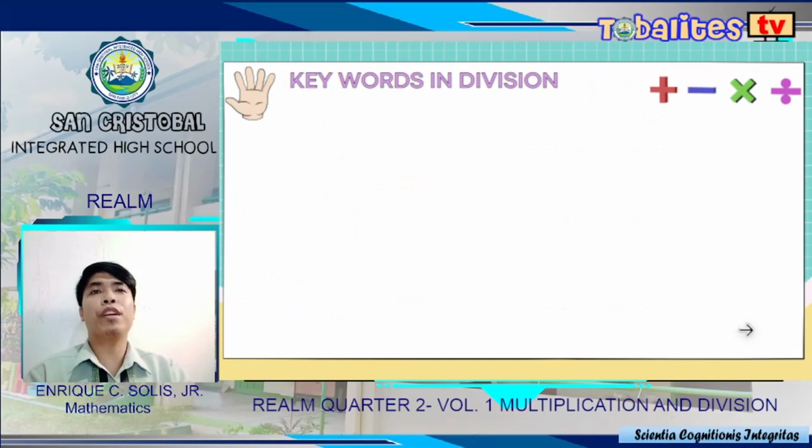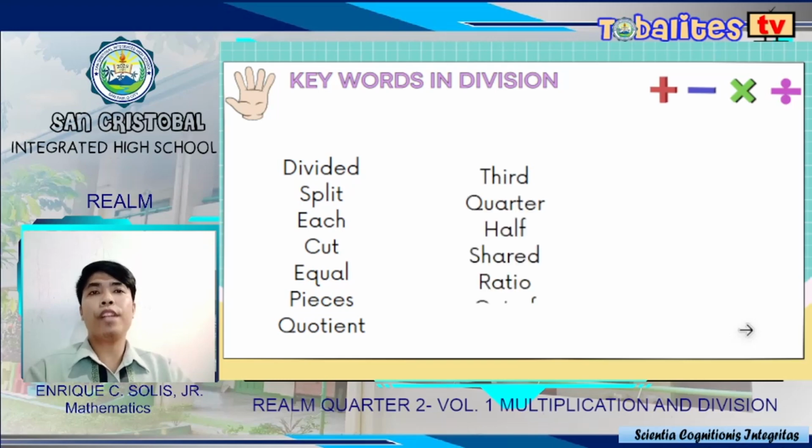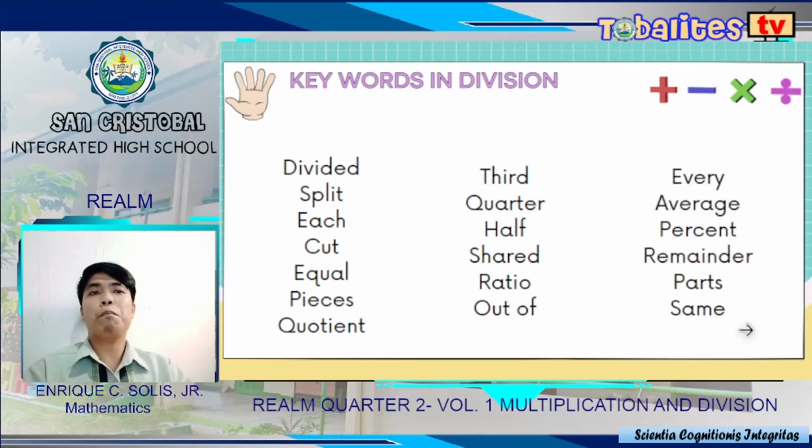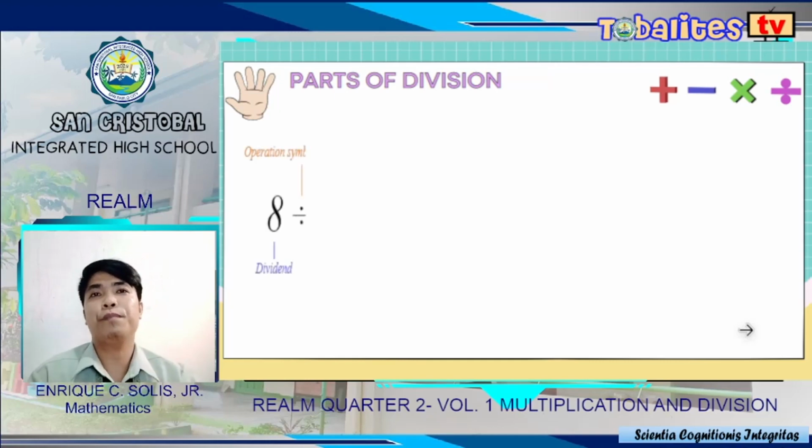Next, let's have the keywords in division. These are the words that will signal you if you are going to use division as the operation. So take note of these words, especially when you are dealing with word problems. We have divide, split, each, cut, equal, pieces, quotient, third, quarter, half, shared, ratio, out of, every, average, percent, remainder, parts, or same. Now let's proceed with the parts of division.